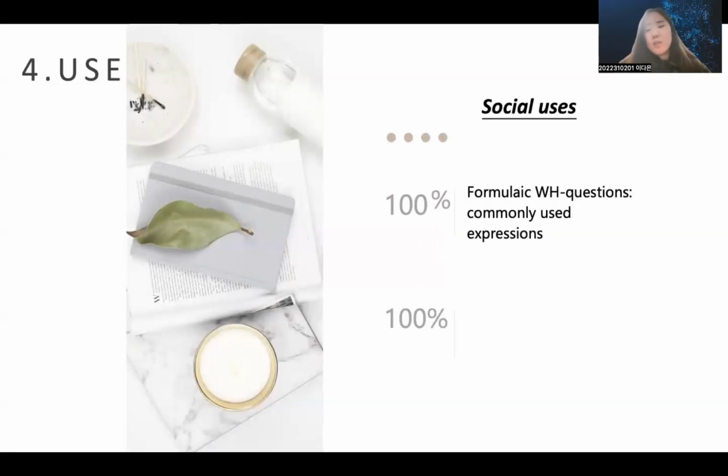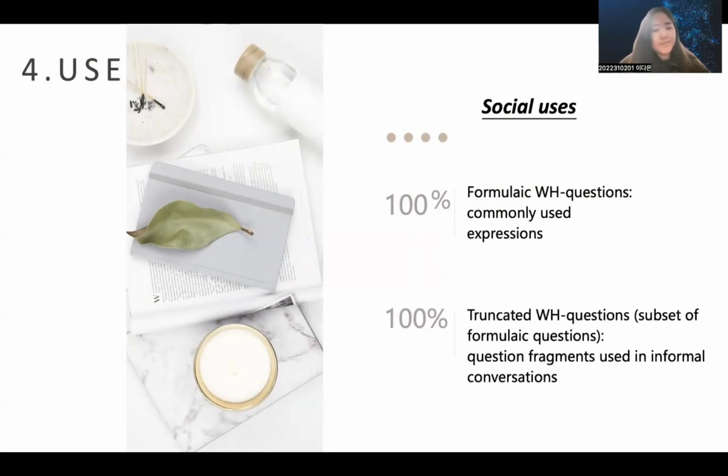Let's see the social uses. There are formulaic WH questions, which are commonly used expressions, and truncated WH questions, a subset of formulaic questions. These question fragments are used in informal conversations.